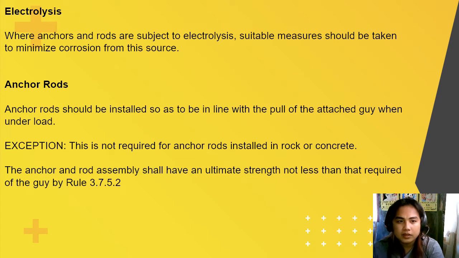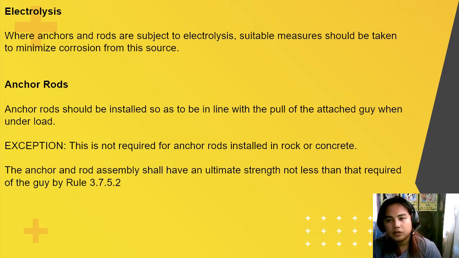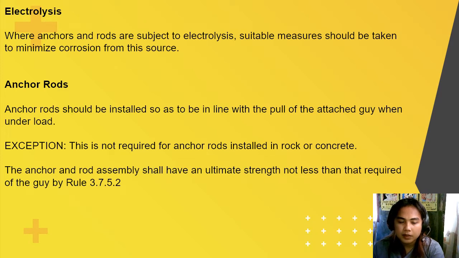So, electrolysis. Where anchors and rods are subject to electrolysis, suitable measures should be taken to minimize corrosion from the source. So, anchor rods. Anchor rods should be installed so as to be in line with the pull of the attached guy when under load. Exception: this is not required for anchor rods installed in rock or concrete. The anchor and the rod assembly shall have an ultimate strength not less than that required of the guy by this rule 3.7.5.2.